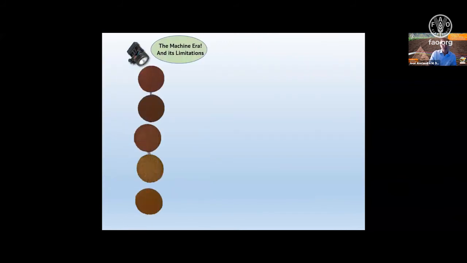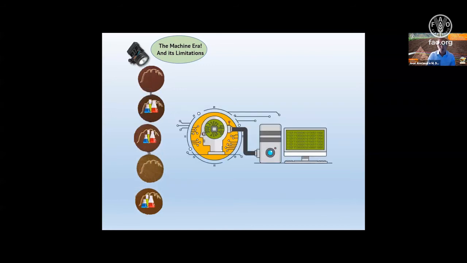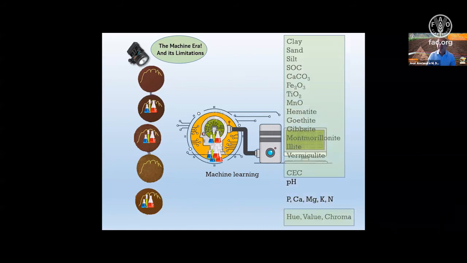And finally, we come to the machine era. We are in the machine era, with its limitations. For one measurement, you can get a lot of information. And these measurements will go to machine learning, and we will have a lot of elements. But we have to keep in mind that most of these elements are reliable, while some of them are still in research. So we have to keep them in mind.